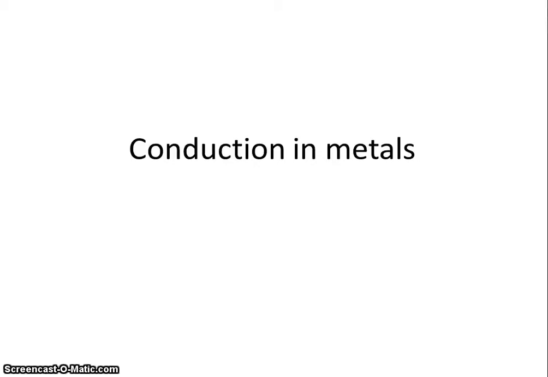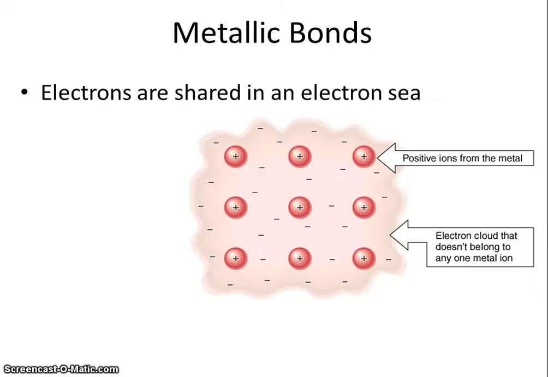All right, this video is going to be about how electrons and ions take part in conducting electricity in metals. Metals are unique among materials because they have what are called metallic bonds. A metallic bond is basically a bunch of electrons that do not belong to any one specific ion, but are shared, and sometimes the way they're shared is referred to as the electron sea.